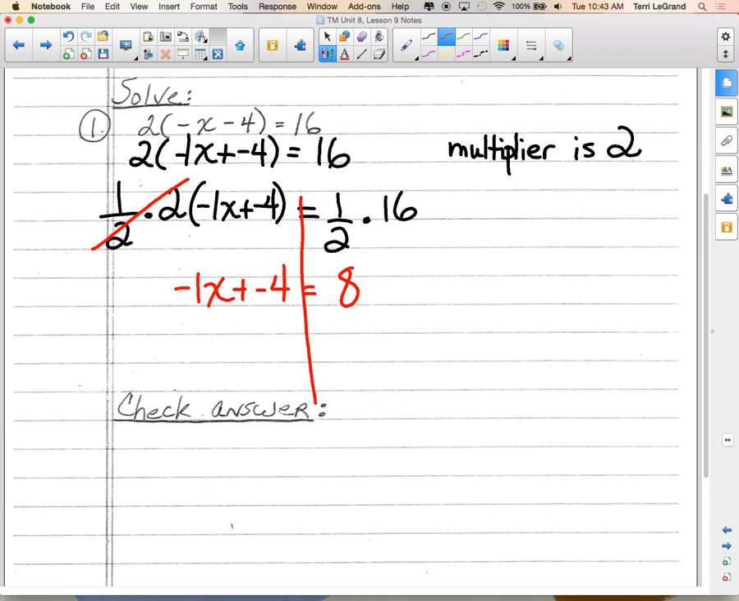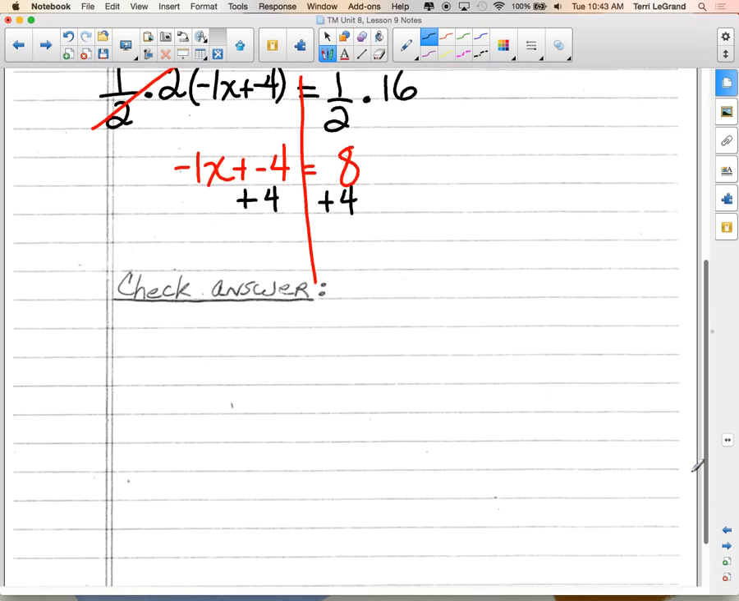Add a positive 4 to both sides. It's that negative 4, that this negative 1x says, get out of here, negative 4. So we're going to say, okay, fine. I need a positive 4 with me to make a 0 pair. And now I should have these guys gone, right? They 0 pair each other out, and we have negative 1x equal to what? 12.